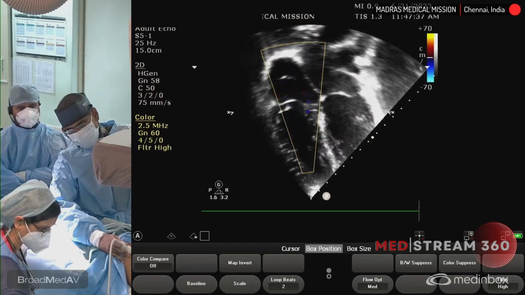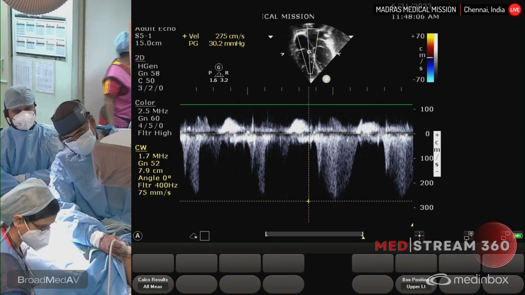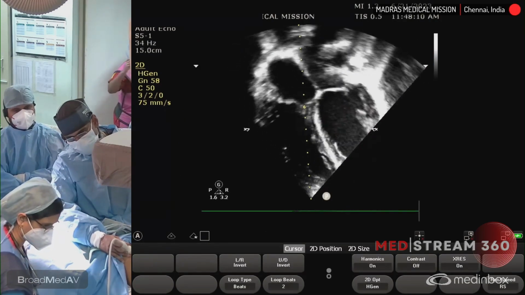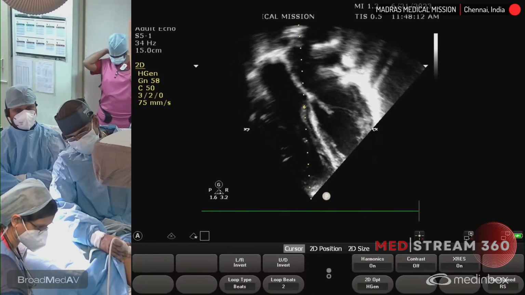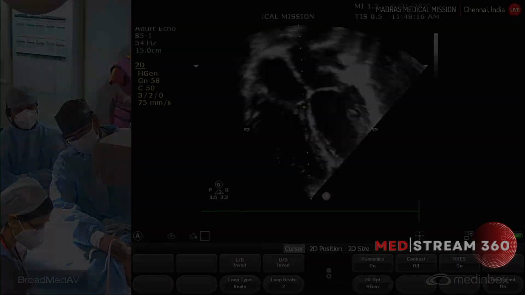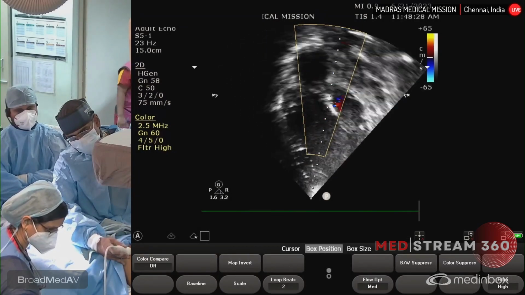There is mild tricuspid regurgitation. Can you Doppler the tricuspid regurgitation? So the RV systolic pressure now is about 30 plus right atrium. And let us see now the right ventricular and left ventricular contractility. RV looks smaller, not very dilated. The left ventricle is also looking normal. Mitral valve is having a trivial leak. Aortic valve is having a trivial leak. There is no residual VSD.